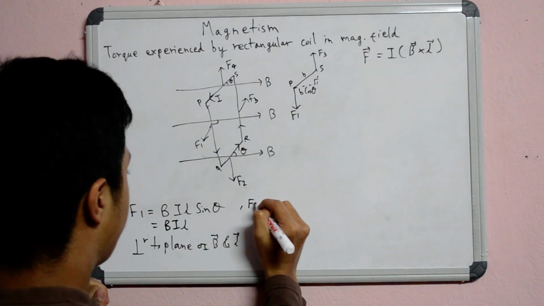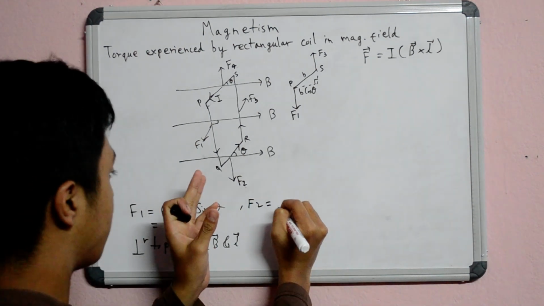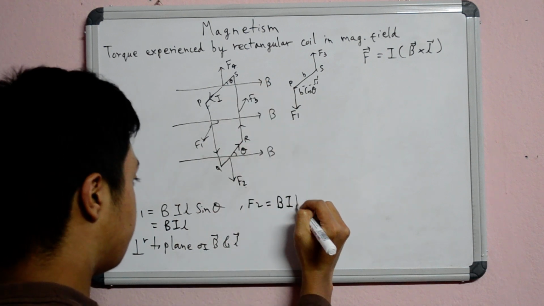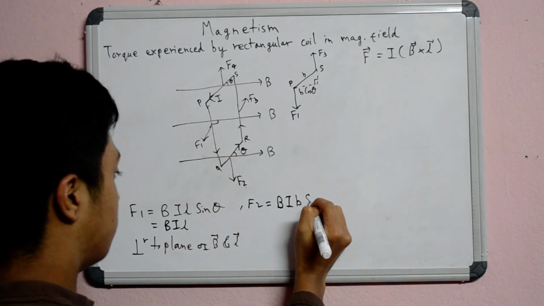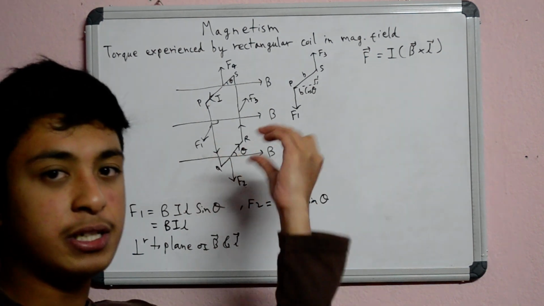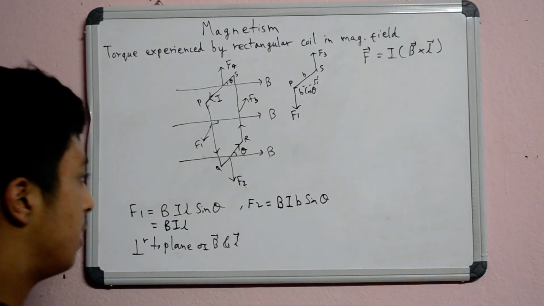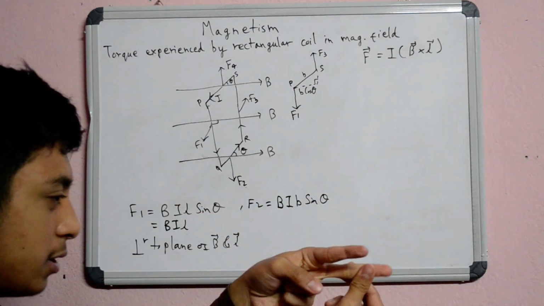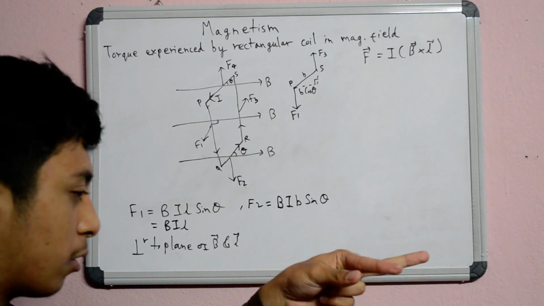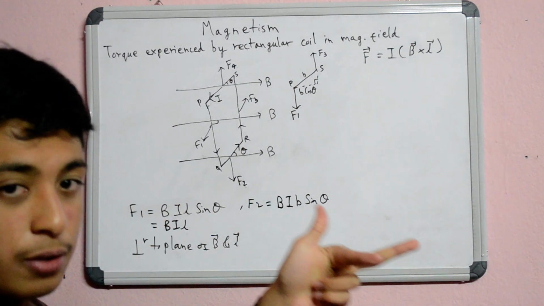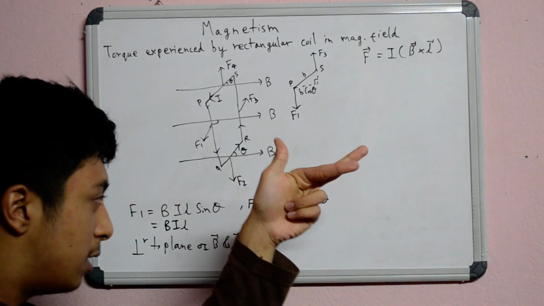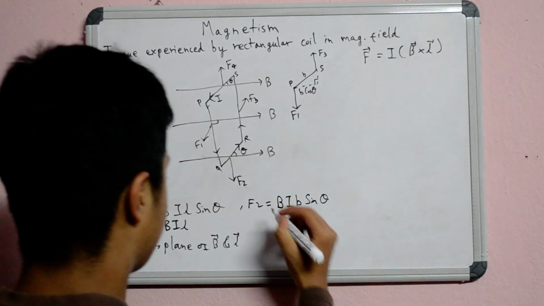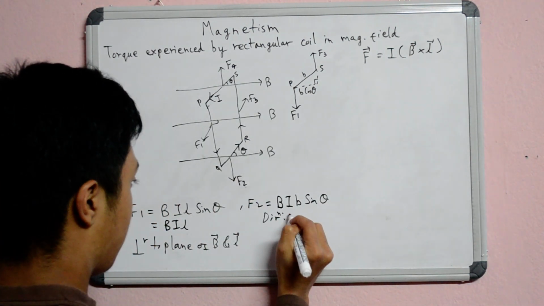Now for F2, well, it is again BI. Here the length is actually the breadth of the rectangular coil, so it's B, and it is also sine theta. And here it is making an angle theta, so it remains as this. And again from Fleming's left hand rule, we have magnetic field and current, direction of current going like this. So Lorentz force should be going up like this, but in the case of electron it goes down. So its direction is down.